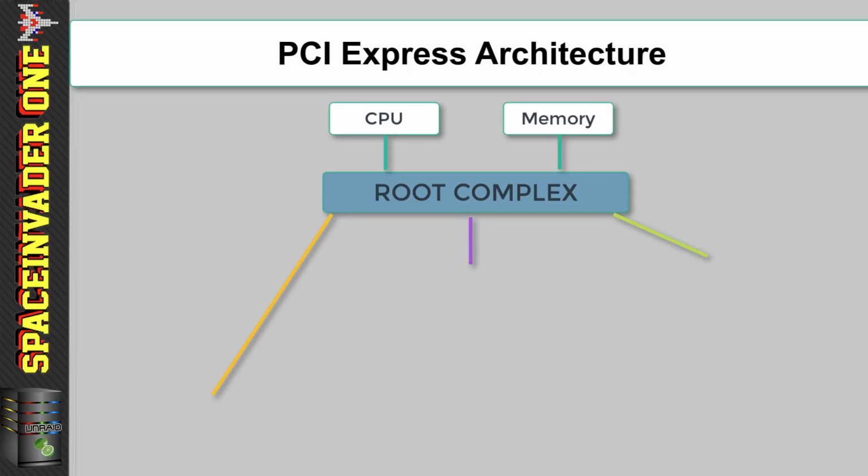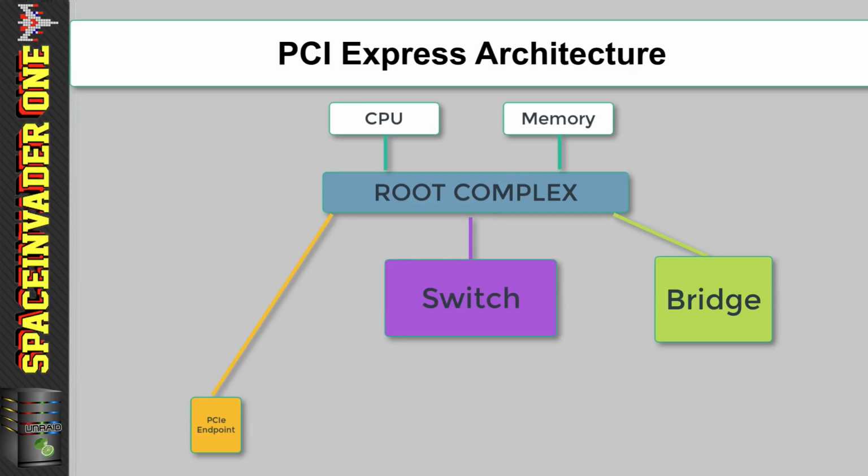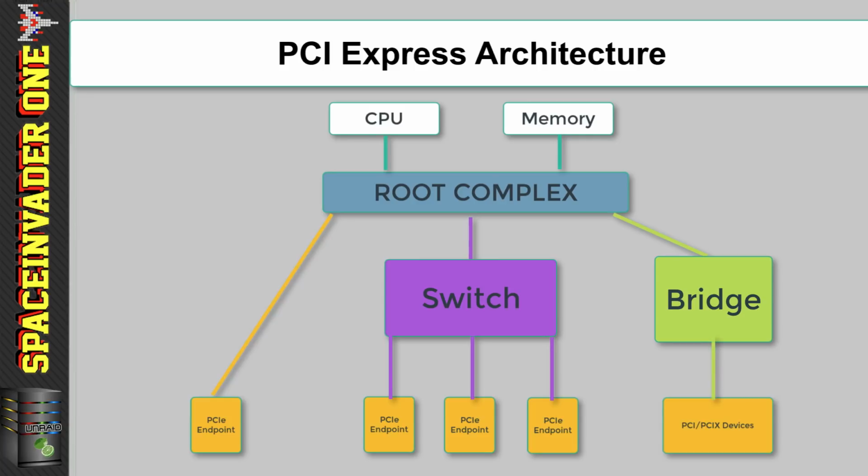It can go to a device endpoint straight away, or it can go into a switch or a bridge. Switches just allow us to have more devices connected to a single root port. I guess you can kind of think of it a bit like a USB hub. It has one upstream port and multiple downstream ports. And bridges, they provide an interface to other buses, such as PCI or PCI-X. So all of our devices at the bottom are endpoints, completing the transactions on the bus, so therefore only having a single upstream port.